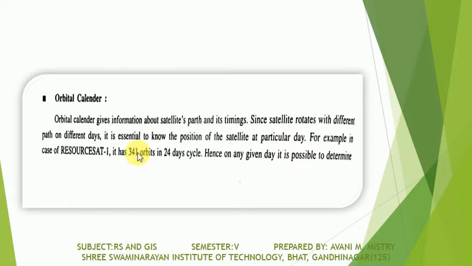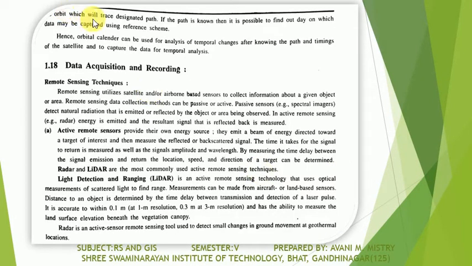For example, in the case of ResourceSat-1, it has 341 orbits in a 24-day cycle. Hence on any given day it is possible to determine the orbit which will trace the designed path. If the path is known, then it is possible to find out the day on which the data may be captured using the reference scheme.